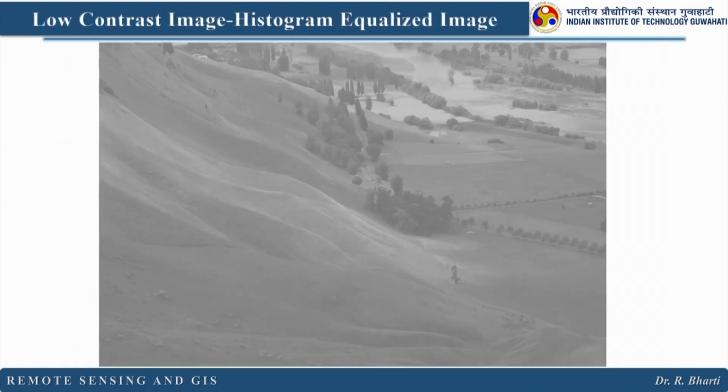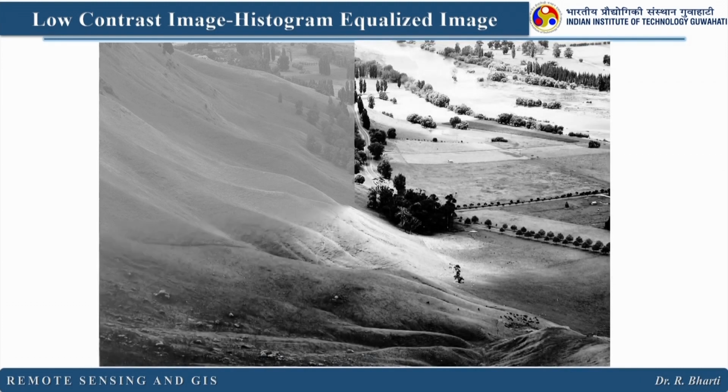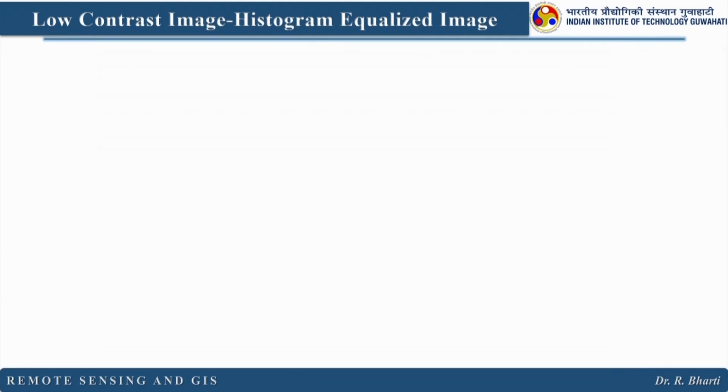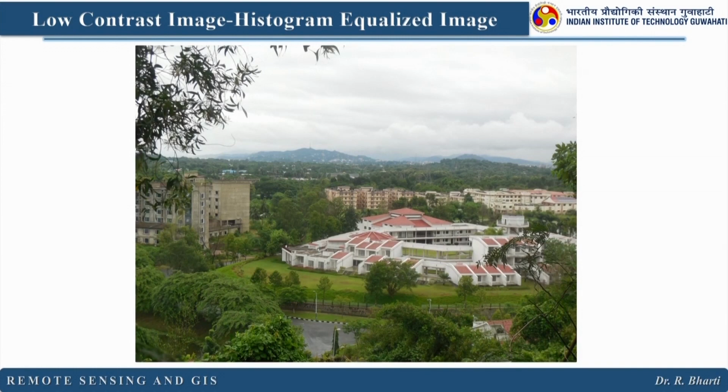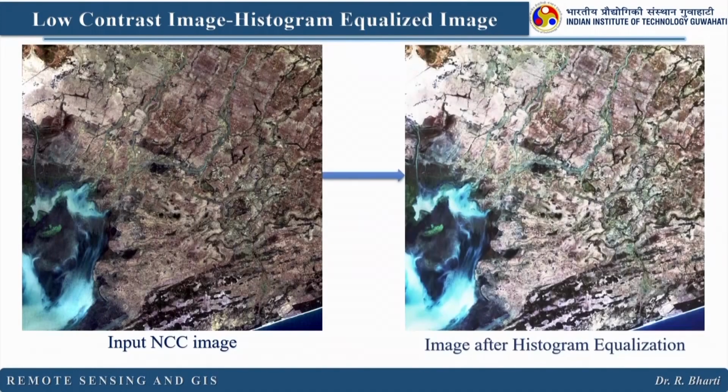This is the example of histogram equalization. This is one image, and once we apply the histogram equalization, the image will look like this. I have some more examples for you, like this is one image and here is the output. This is another image and this is the output, right.